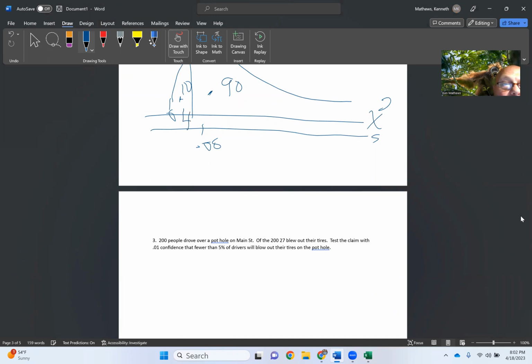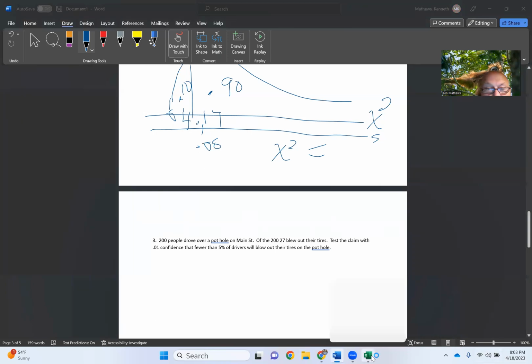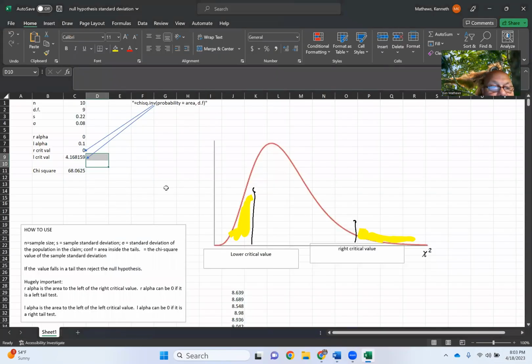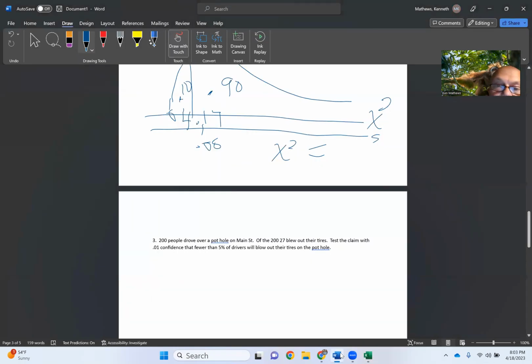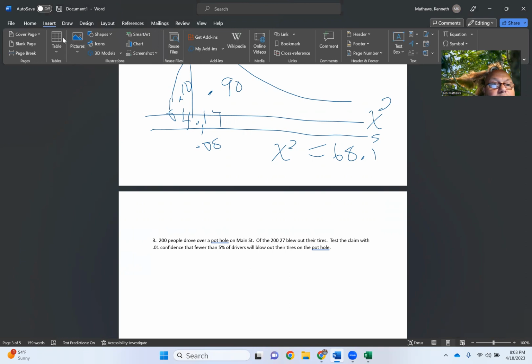That's 4.17. All right, and our chi-square that we're testing was equal to 68.1. Let me go over here and insert a page break because I'm not done yet. Insert the old page break.